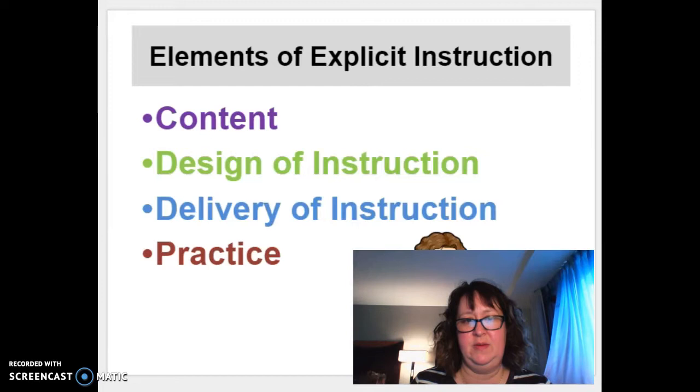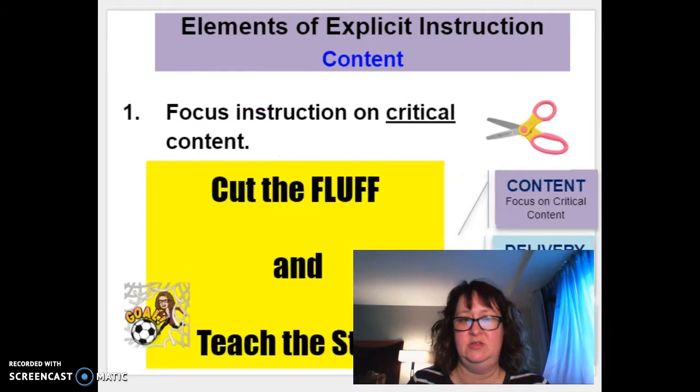So we talked briefly about those 4 key elements: content, design, delivery, and practice. And all 4 need to be pulled together in order to really deliver explicit instruction for students with disabilities. So we love this phrase. One of the first elements is focus on critical content. In other words, cut the fluff, teach the stuff.